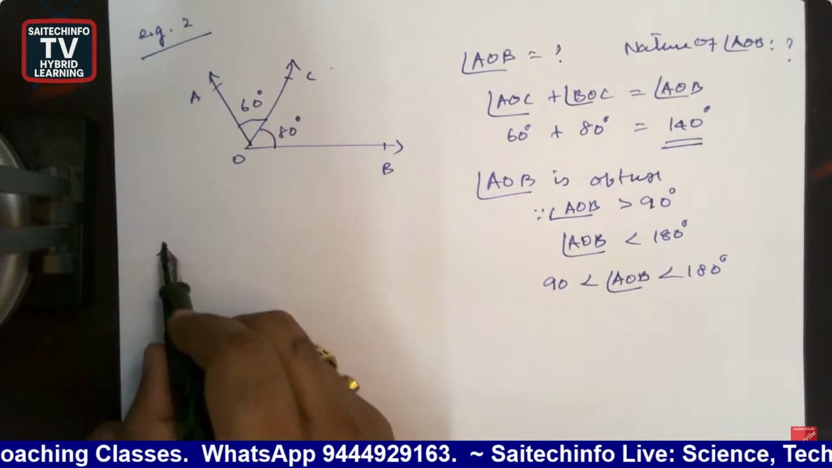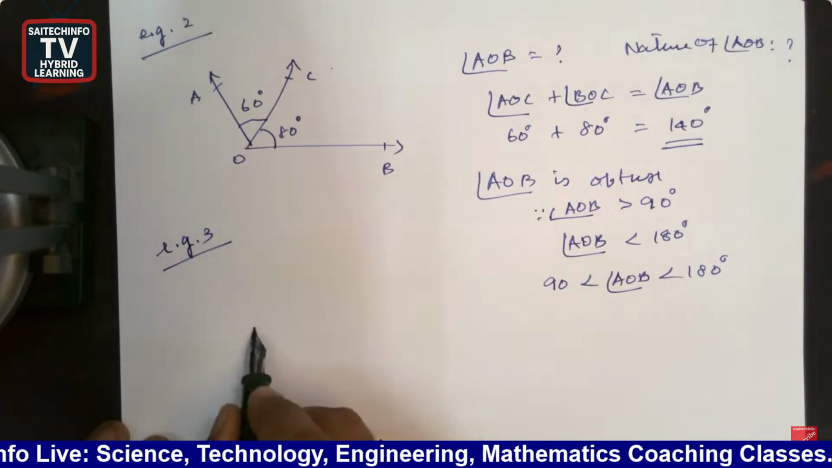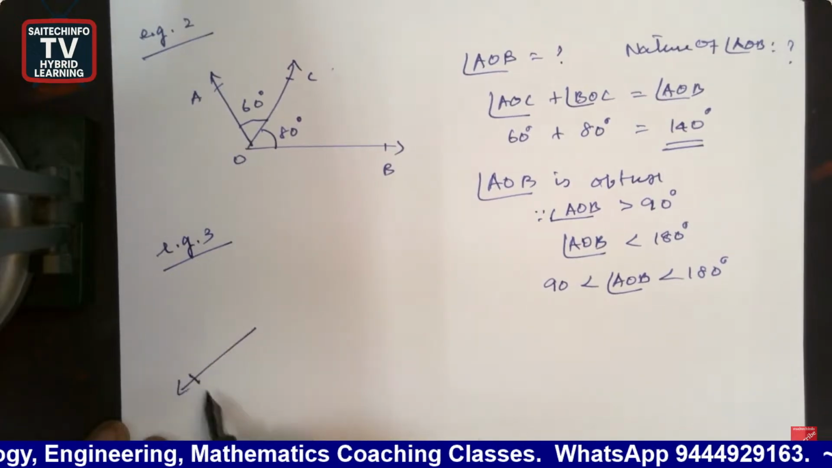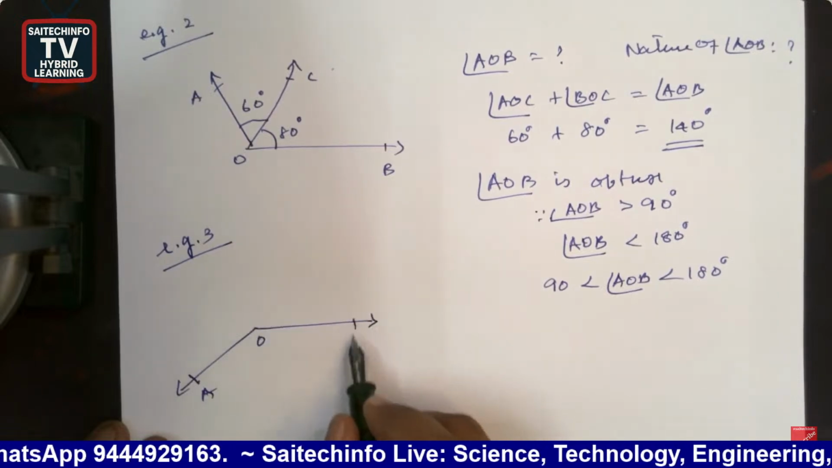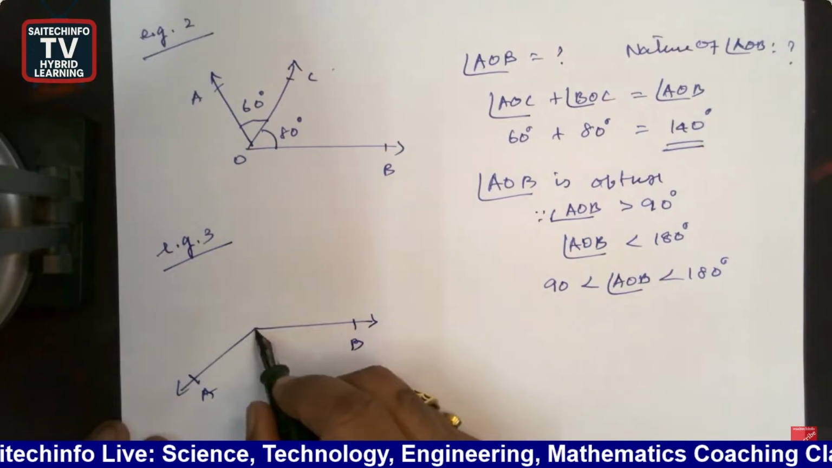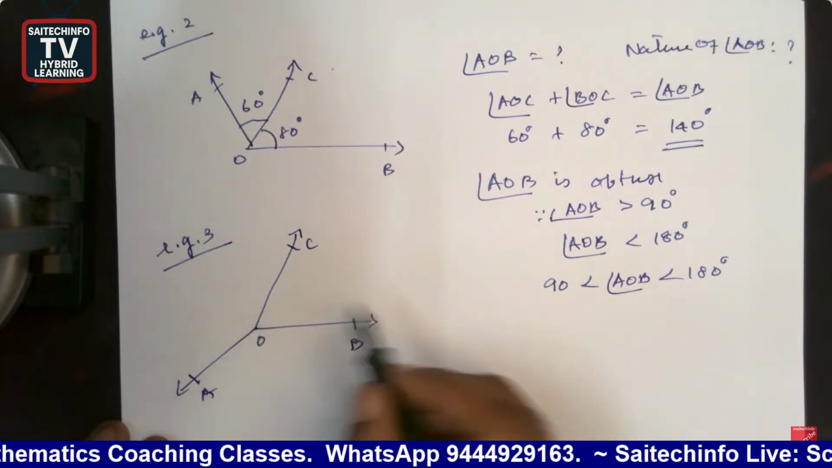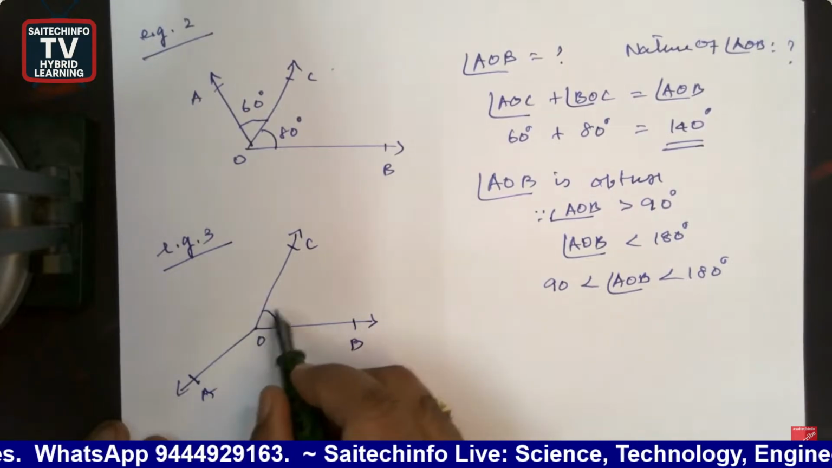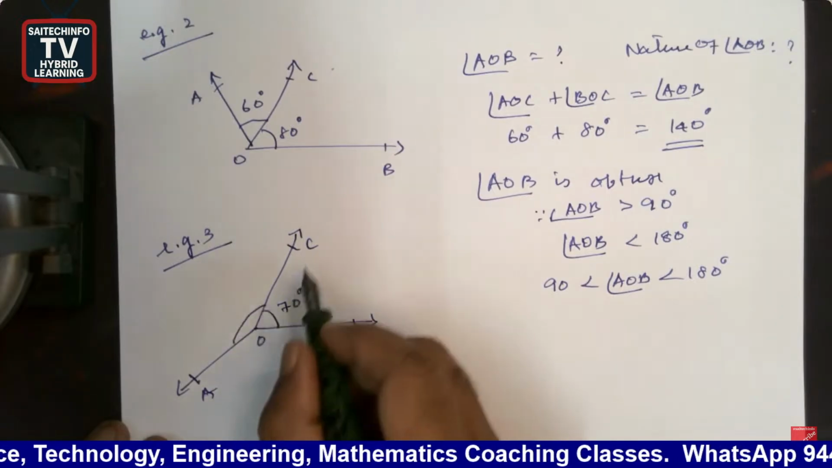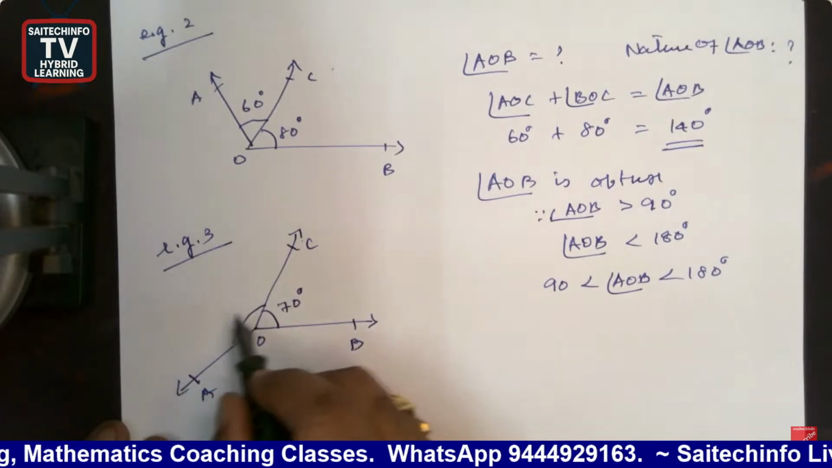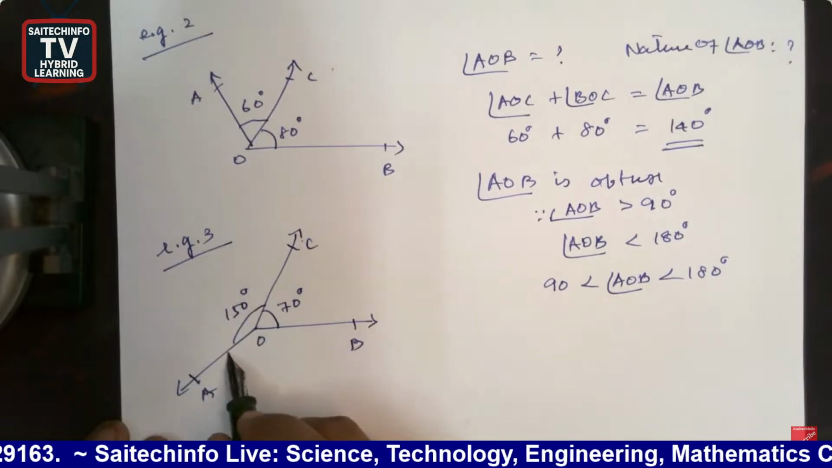Let me give you another example. So I have OA like this, OB like this, and the third angle is OC. So BOC is 70 degree and AOC is 150 degree. What is X?